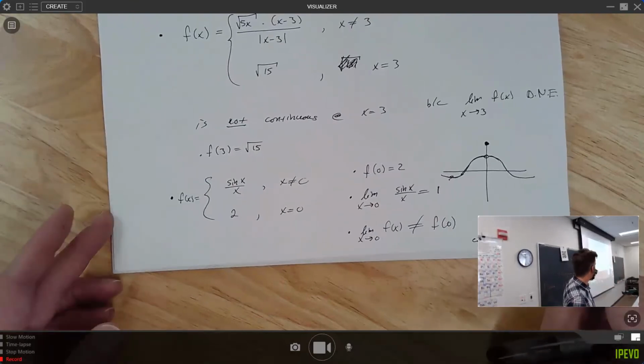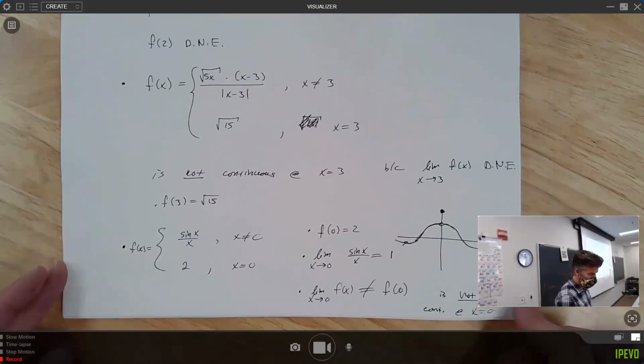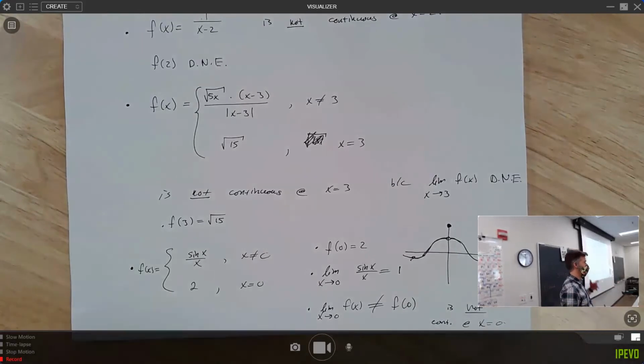And these are the 3 different flavors of discontinuity. You can be not continuous because you're not defined. You can be not continuous because your limit doesn't exist. Or you can be not continuous because the limit exists and the function exists, but they're not the same. Those are the 3 different ways. So for a function to be continuous at a point, you need the limit to exist, you need the function to exist, and you need them to be equal to each other.